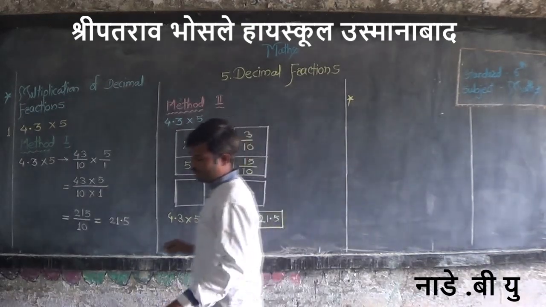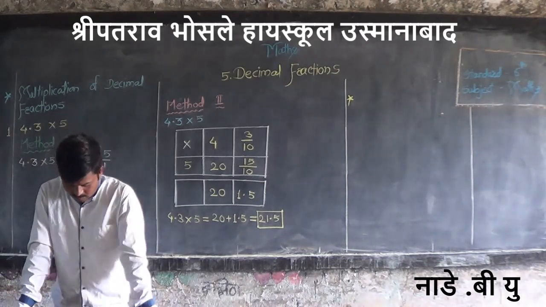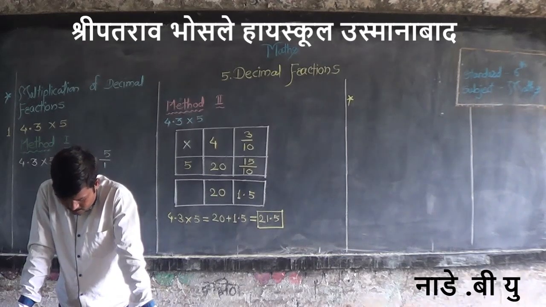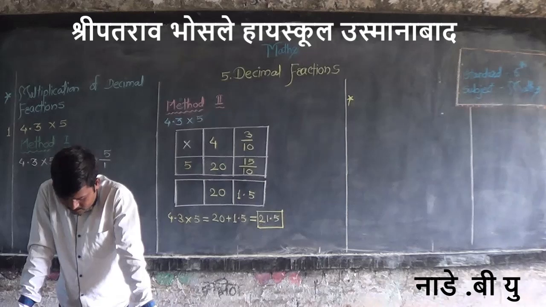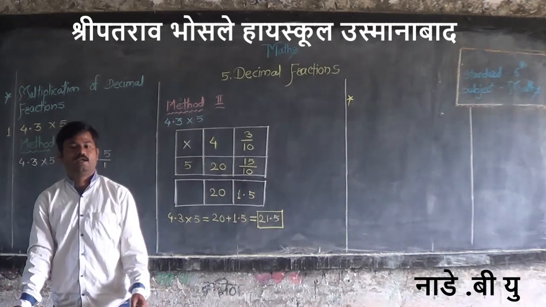Listen to the problem. The rate of petrol is rupees 89.25 per liter. Seema wants to fill 2.5 liters of petrol in her scooter. How many rupees will she have to pay?